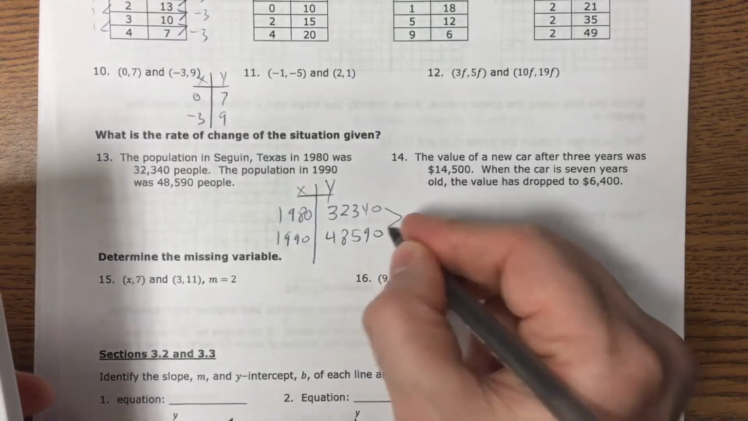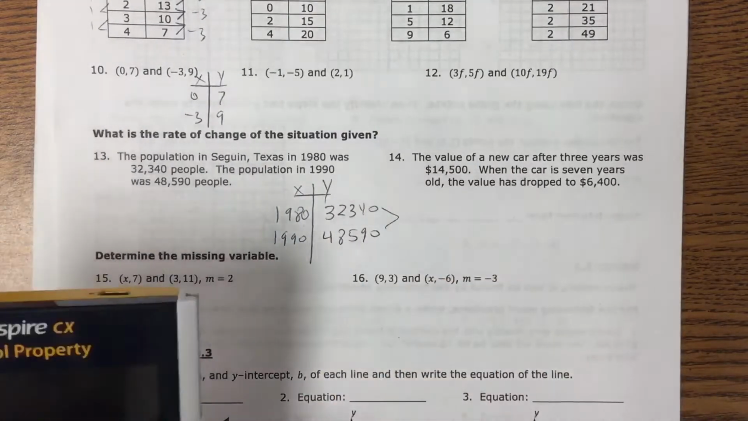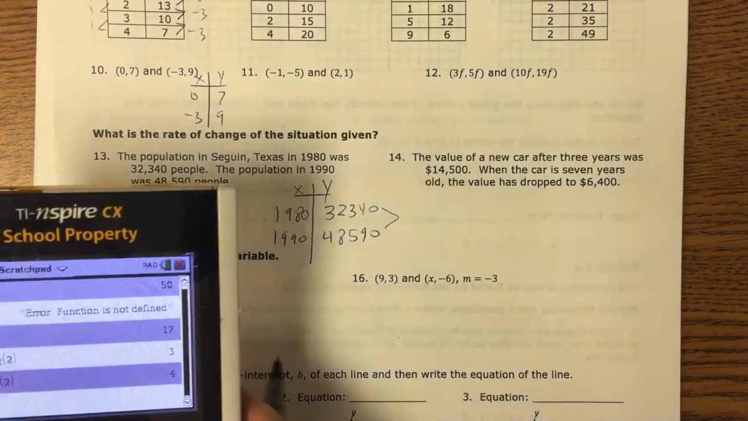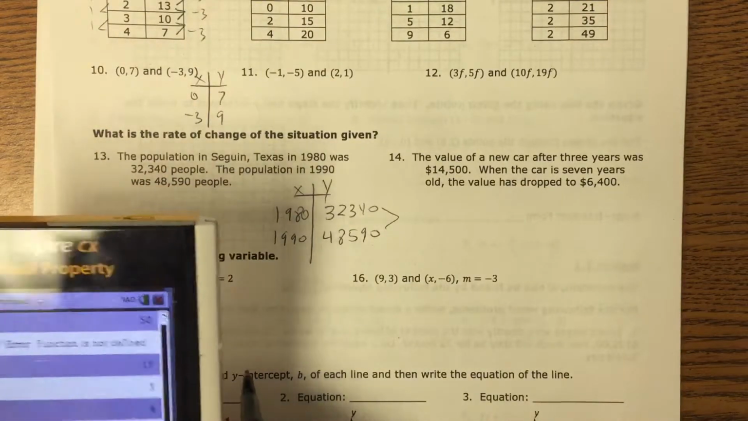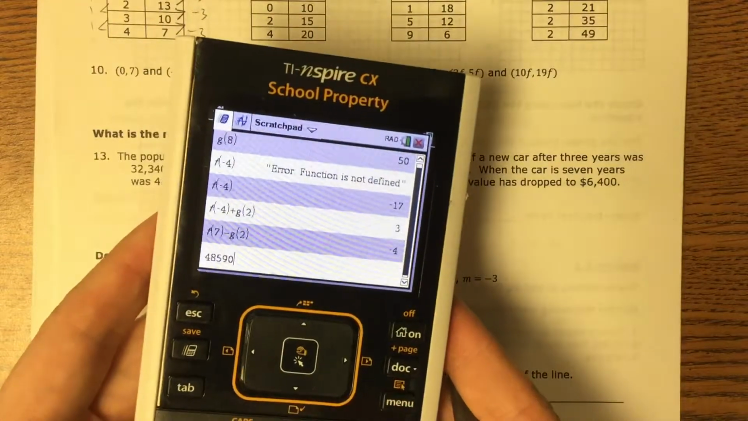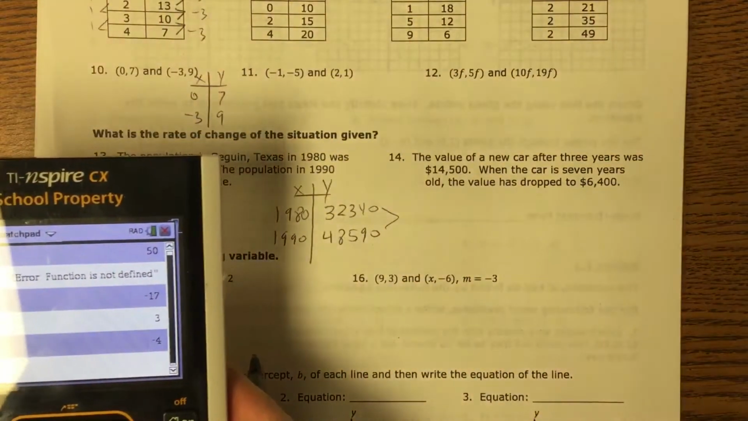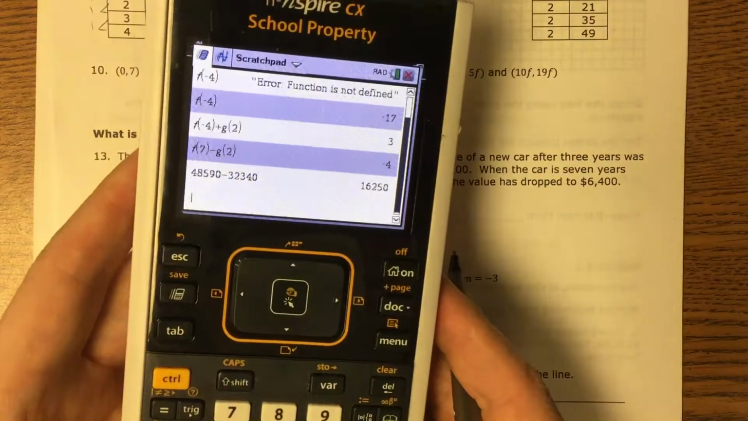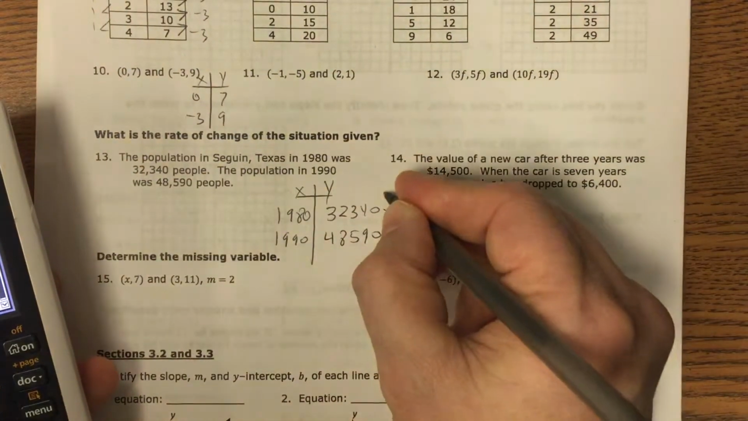So here, what's my change in y? It's going up. Let's figure out how far it went up by subtracting those two numbers. 48,590 minus 32,340. So it went up 16,250.